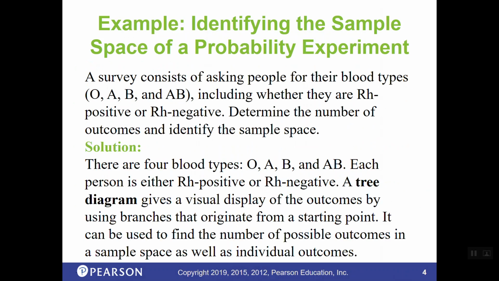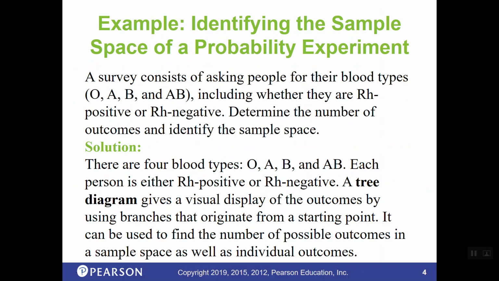Solution. Based on that, there are 4 blood types, O, A, B, and AB. Each person is either Rh positive or Rh negative. And by the way, I am A positive. I love that, A plus.